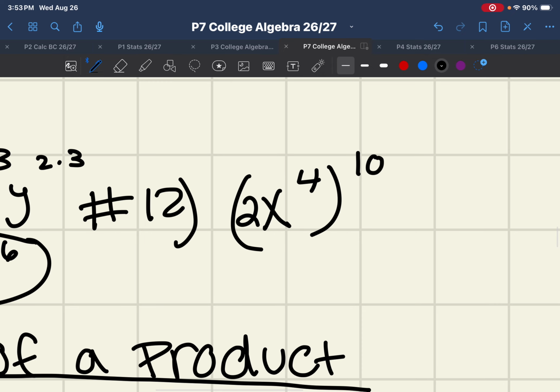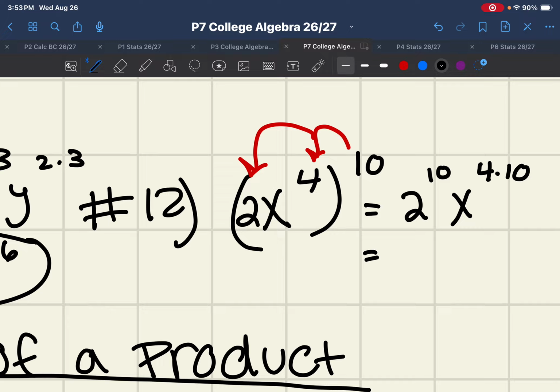Okay, number 12, we have (2x to the 4th power) to the power of 10. So yes, this 10 is going to go to x to the 4th power, but it has to also go to the coefficient of 2. So this would be 2 to the power of 10 times x to the power of 4 times 10. This is 2 to the power of 10 times x to the power of 40, and that would be my answer.